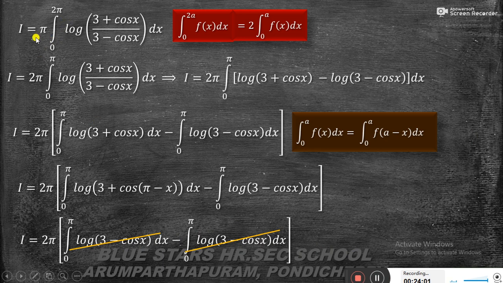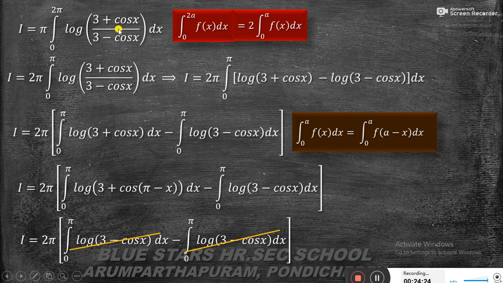So the next step, I equals pi times the integral from 0 to 2 pi of log of (3 plus cos x) by (3 minus cos x) dx. Now I take the property that the integral from 0 to 2a of f of x dx equals 2 times the integral from 0 to a of f of x dx. Because this function is even, we apply this property, one of the properties.